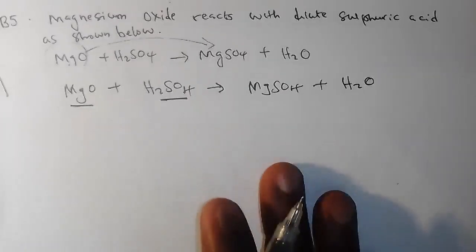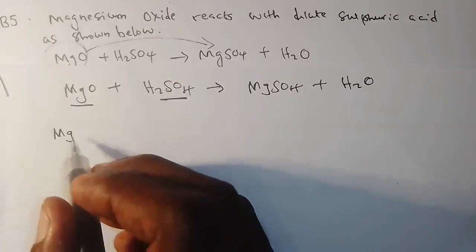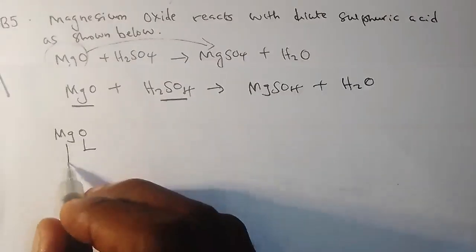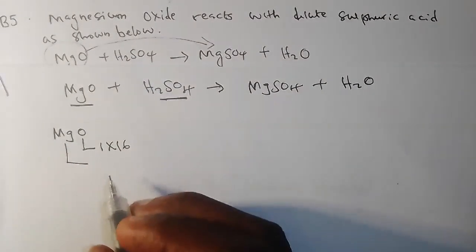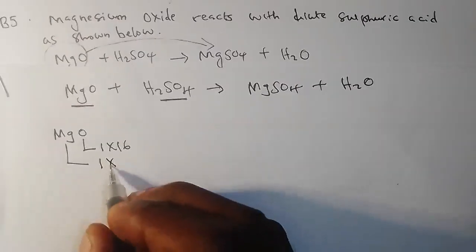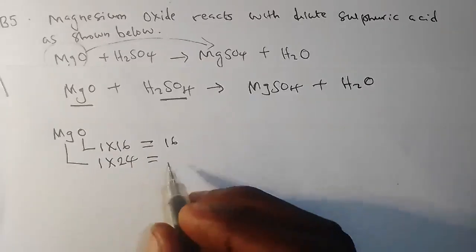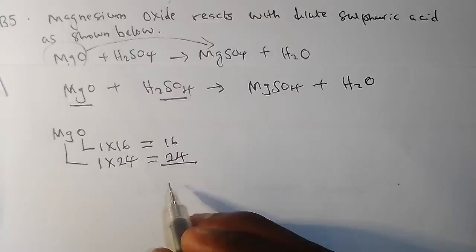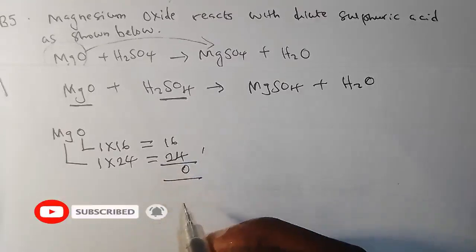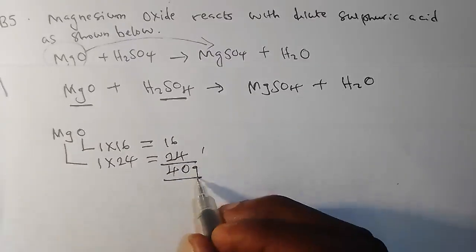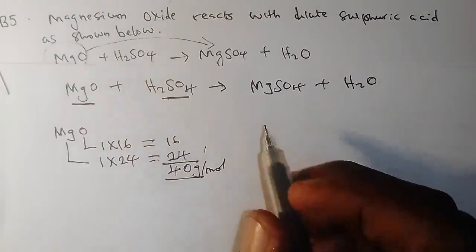In order to find the relative molecular mass for magnesium oxide, you do this: 1 multiplied by 16, which is the mass number of oxygen, and 1 multiplied by 24 for magnesium. This will give us 16 and 24, and now you can add them together, which gives 40 grams per mole. And then you also do the same with sulfuric acid.